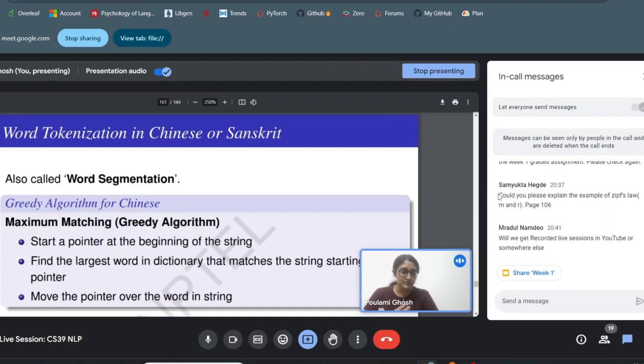So Nadul is asking, will we get recorded live sessions on YouTube? Yeah, so the sessions are being recorded, and they would be uploaded on YouTube as well.